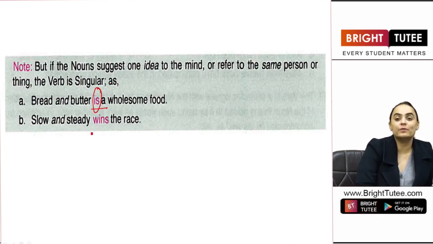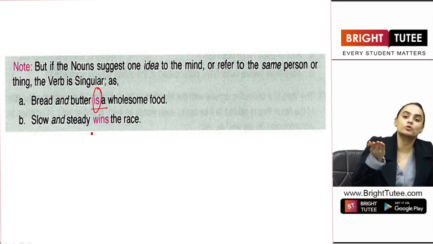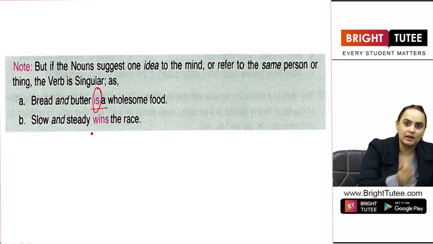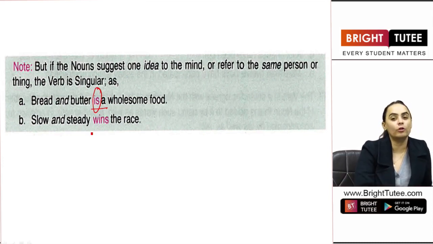Slow and steady wins the race. This is a proverb. Slow and steady wins the race. So again, when I am joining two words which talk about or which represent the same idea or the same notion, in that case, the verb following this is going to be singular in nature. All right?